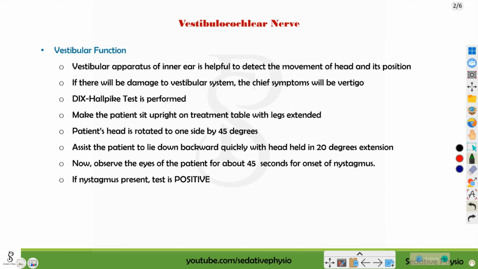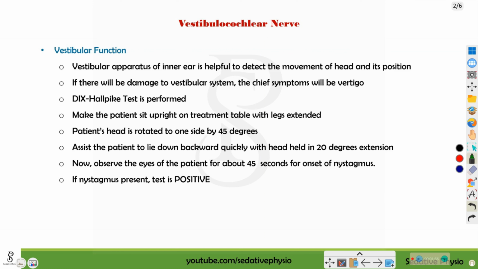Now the second part is the vestibular part, the vestibular function. Here we will start with the vestibular function and then move on to the other nerves. First of all, the vestibular system is one of the very important apparatus of the internal ear. It is responsible for the detection of the movement of the head and its position. Basically, the head's position is judged by the vestibular apparatus, and hence it is very important for balancing the body in a proper manner.